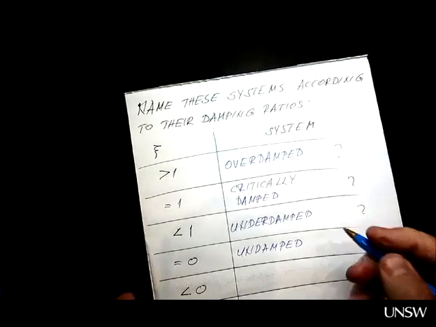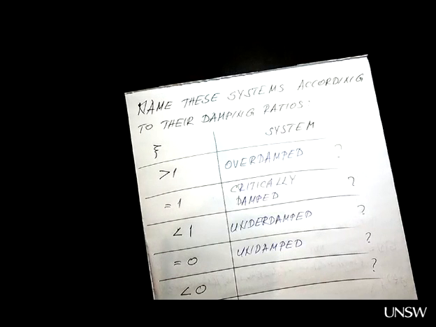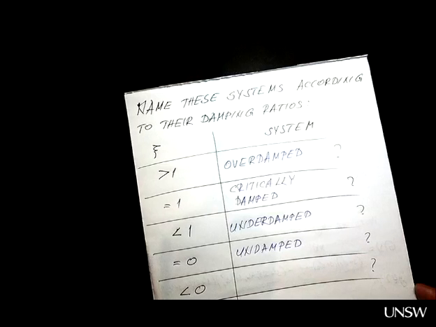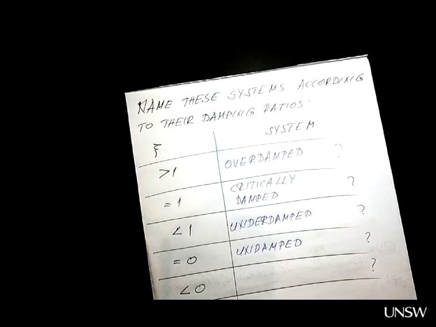This is good. You know, there is hope, I think. You know, you're so quick and so correct. Less than 0. Negative. Well, the damping is negative, but what do we call these systems that have a negative damping ratio?